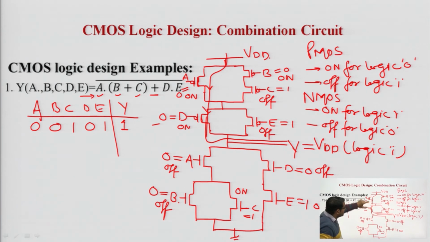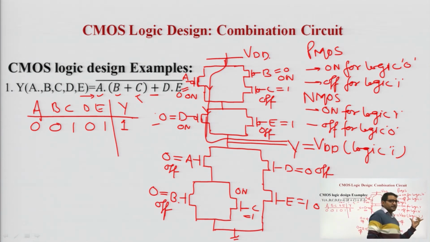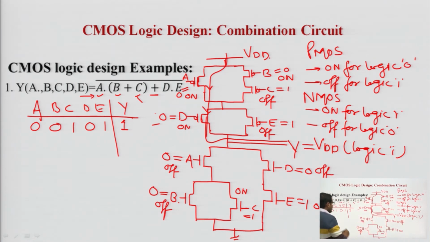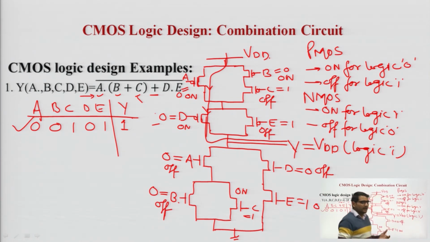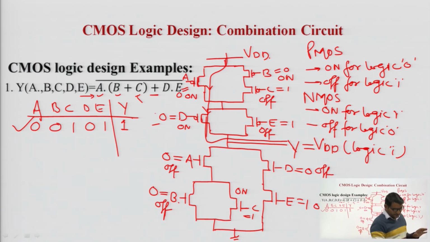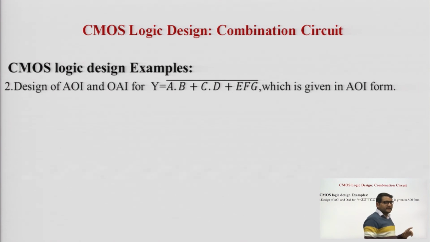In case of PMOS, A is on, D is on. They provide the path from VDD to output Y. Y will come at VDD, that is the logic 1, which means our design is correct. It is the simplest method to check. Many other methods, using pass transistor logic, can also prove whether our design is correct or not.